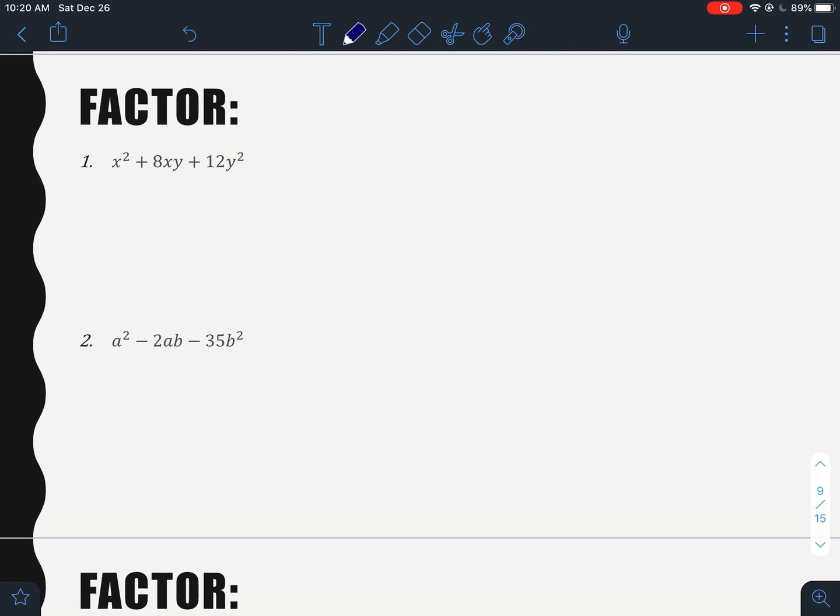All right. What about on the next one? X squared plus 8xy plus 12y squared. So on this one, let's make our box again.